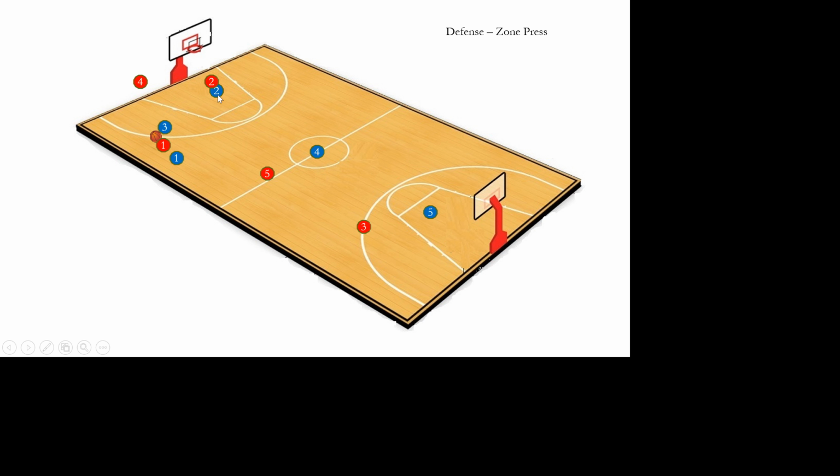As soon as he passes it, hopefully 2 is guarding this guy and ready to intercept it. If they pass it back to 4, then 3 is going to go back and guard 4. 1 stays with 1 and 2 stays with 2. And we just put pressure on the ball, try to steal it, anticipate passes, run on down the court.